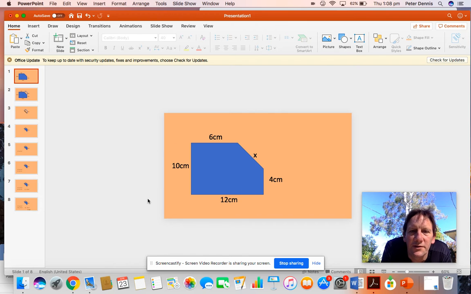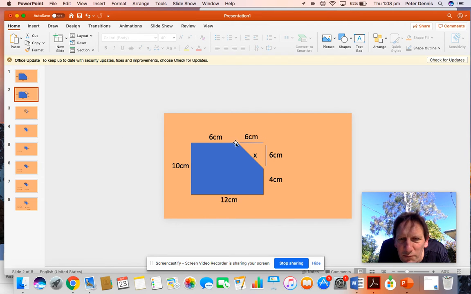Okay, so here's the next question. We have to find the value of x here. So what we've got is a situation where we've got to think about it a bit. And if we look at the shape that's missing, what we really need is to find this length and that length.